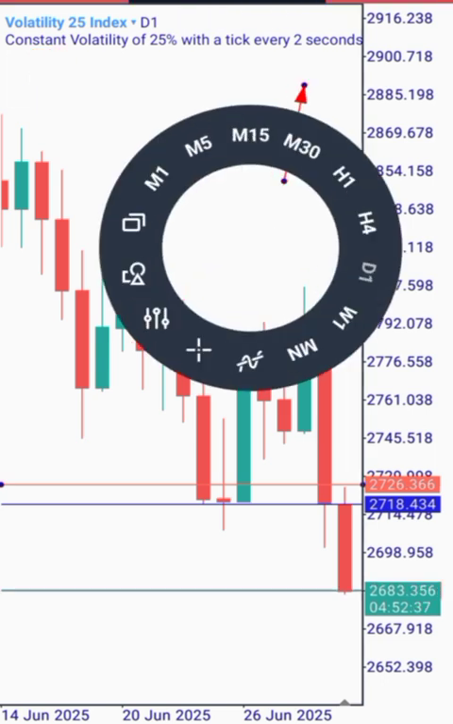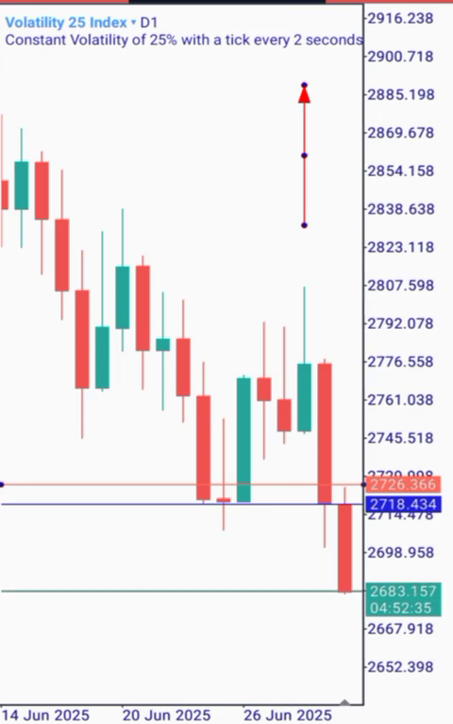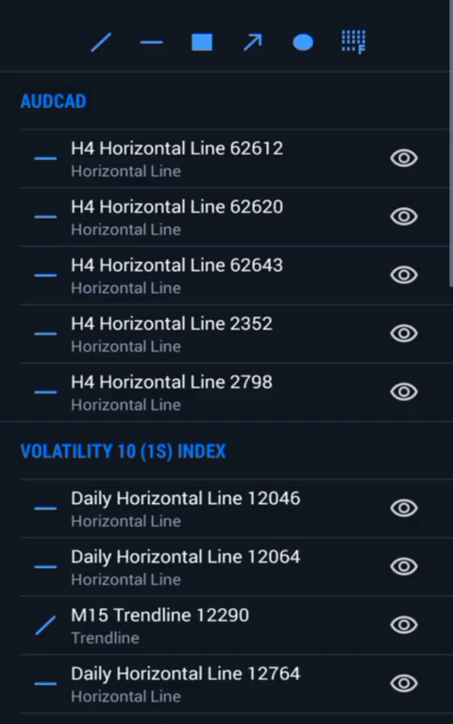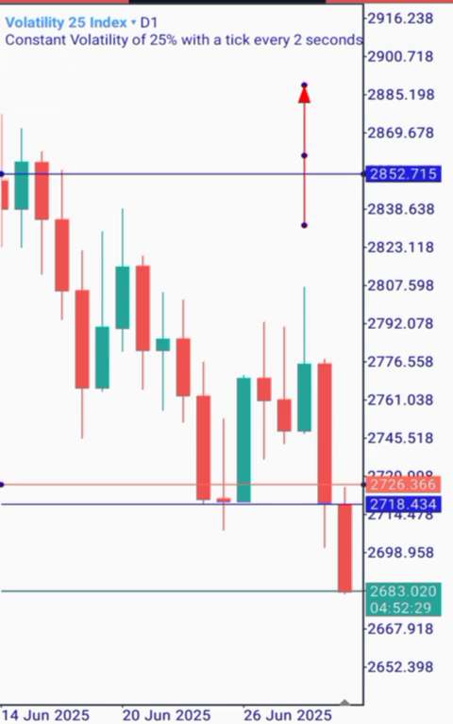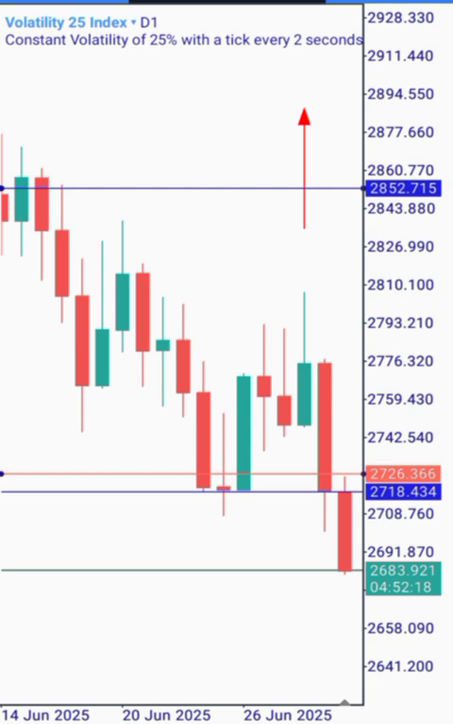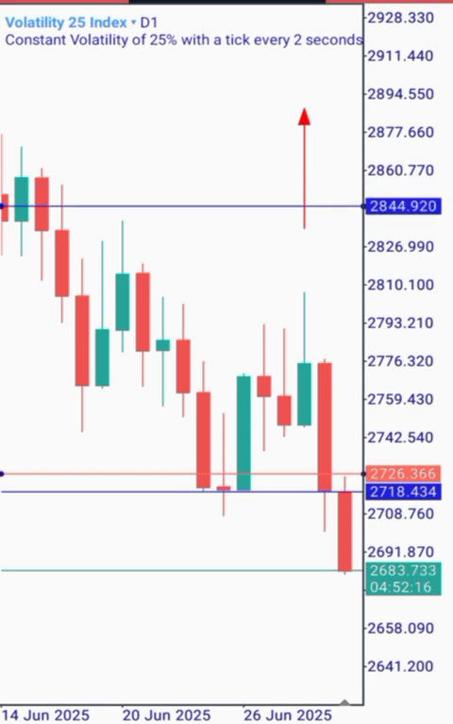Then from the opening now, let's say for example, this is where the market opens. Or let's say the market started opening from here. So you understand? Okay, this is how it works.